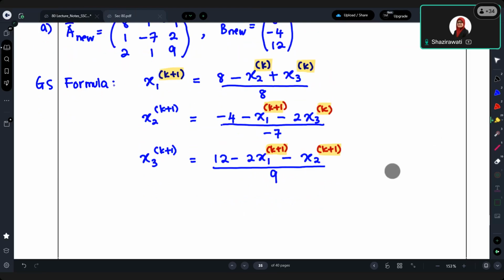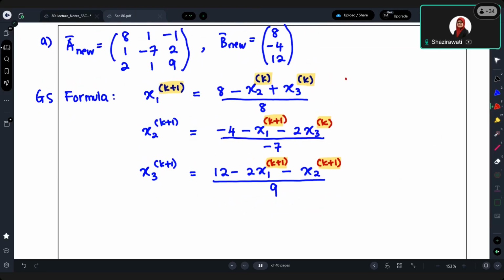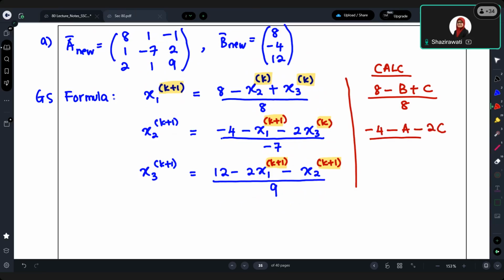Okay, now in our calculator, okay, now kita nak pakai calculator. So in our calculator, kita akan set 8 minus B plus C over 8. So kita je lah yang tahu kita kena masukkan the updated value ke tidak. Because in the calculator tak ada notation K plus 1. K tu tak ada. Okay? So kita yang tahu. Kita perlu guna X1 yang sebelum ke X1 yang current. Macam tu. So negative 4 minus A minus 2C over negative 7. 12 minus 2A minus B over 9.